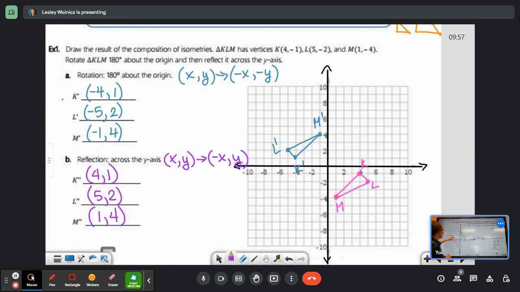4, 1. 5, 2. Oops, that's 6, 2. See? You gotta watch me today. And then 1, 4. That's M double prime. The first one I did was K double prime. And this is L double prime.